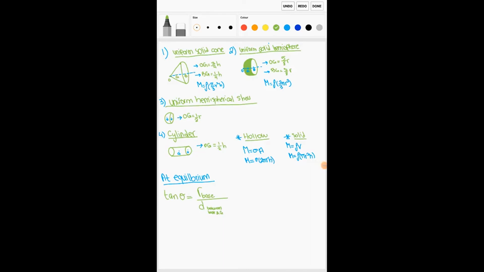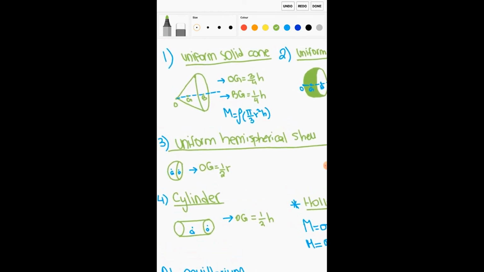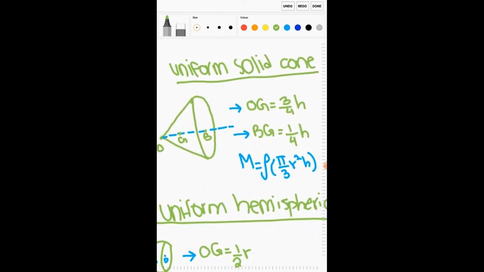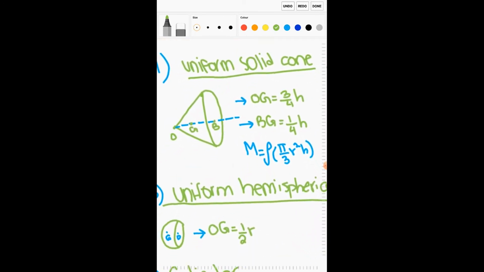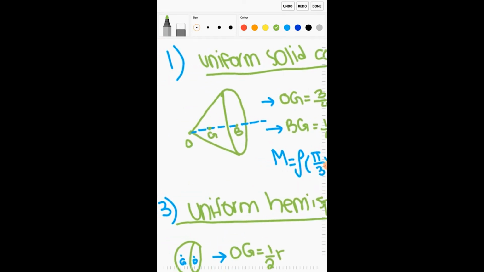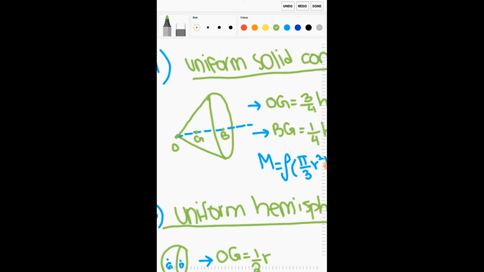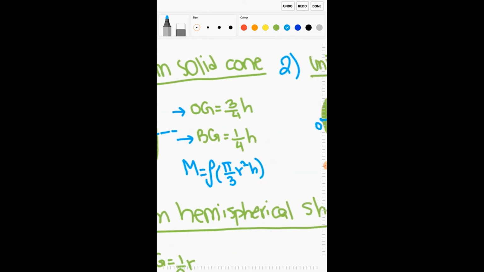Let's continue with the formulas of finding center of mass. They might ask you to find the center of mass of a uniform solid cone. You're going to need to know the formula. If you're starting from the top, from the vertex O, and you're trying to find OG, OG would be 3 over 4 times the height.